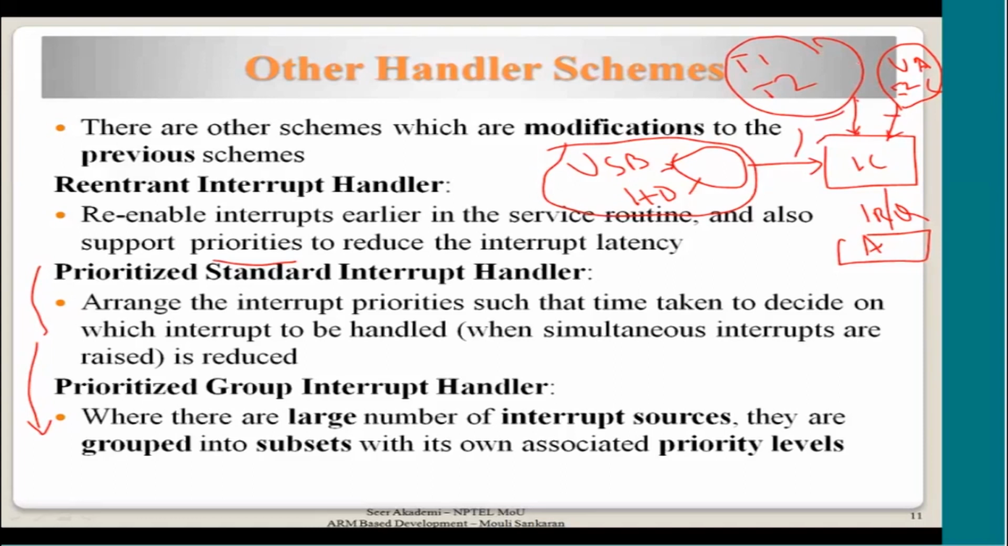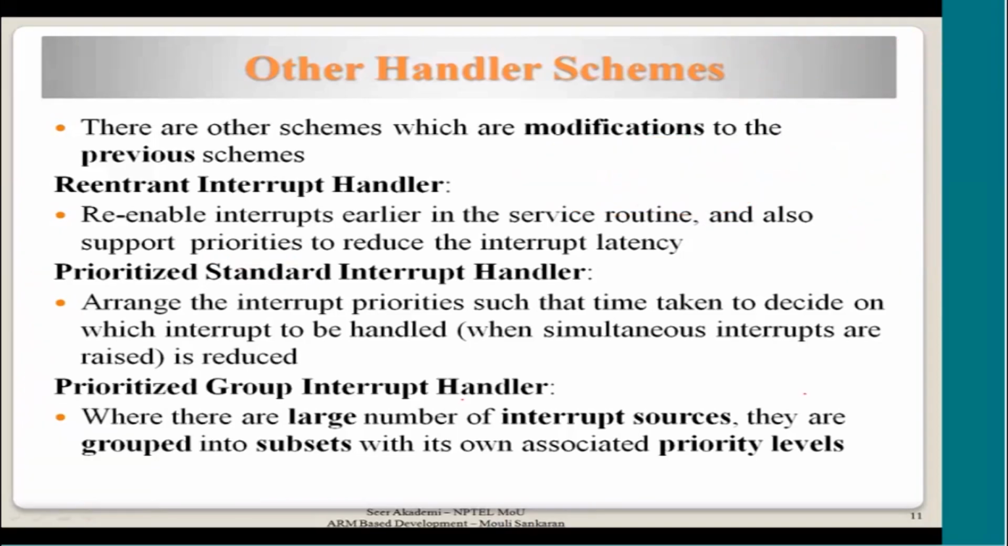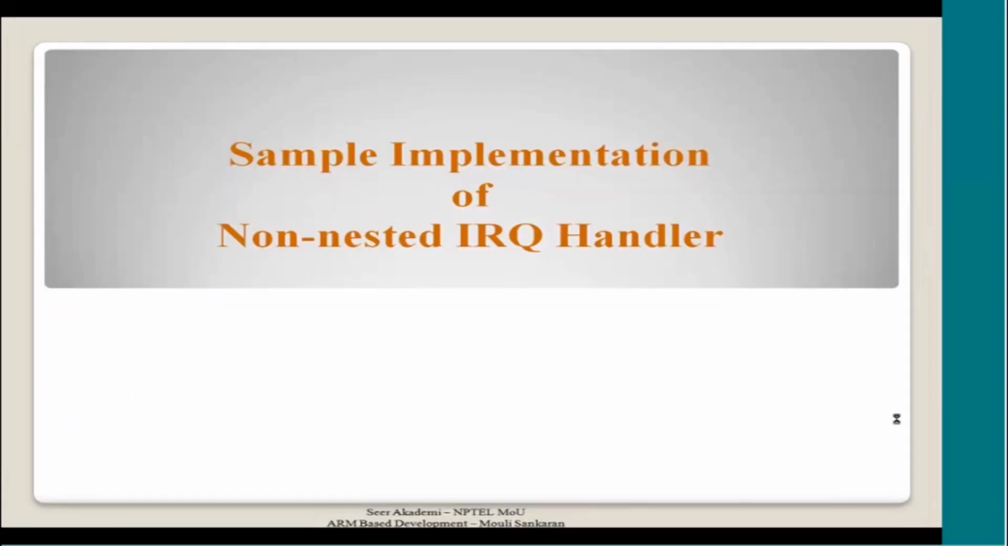So we may say the timer is the most important. It doesn't matter which timer it is. The second level may be commands coming from the UART or I squared C pulses, and the third level may be hard disk access. So these are the group level priorities. This is the next level of complexity. In this session we are covering only non-nested handlers and nested handlers.